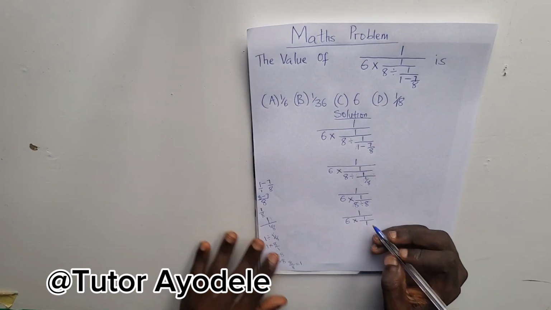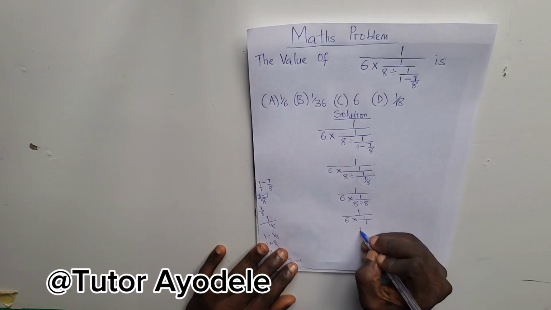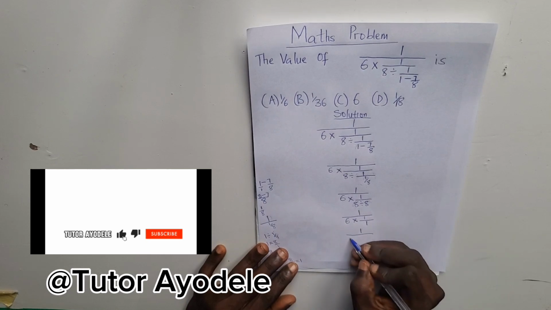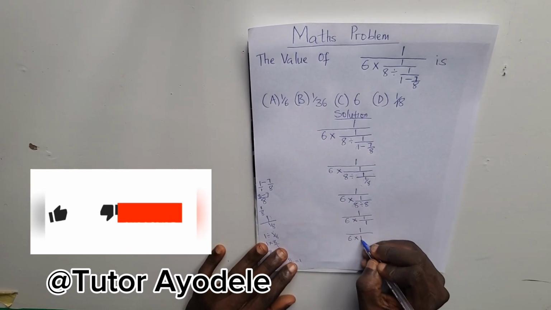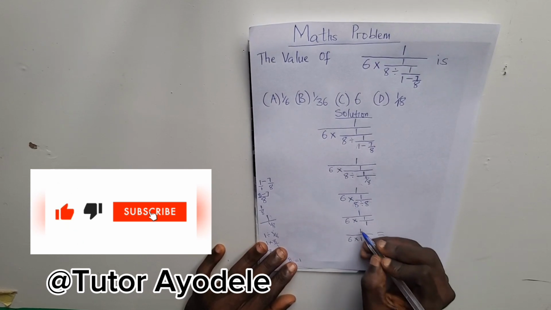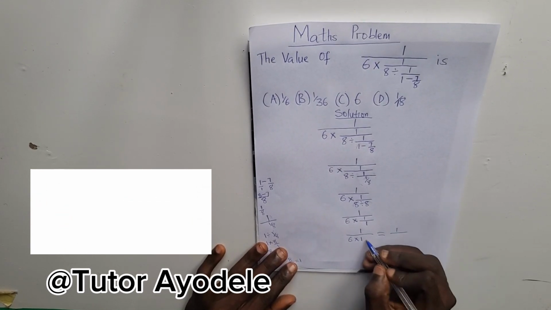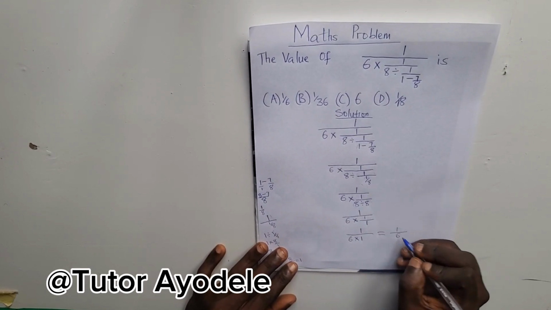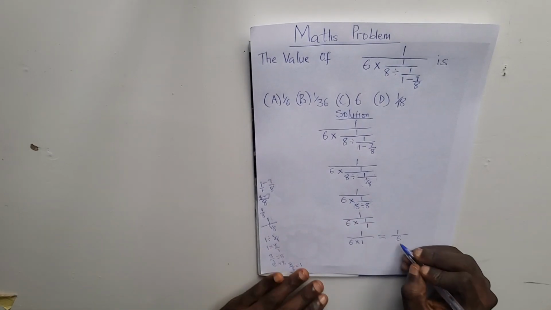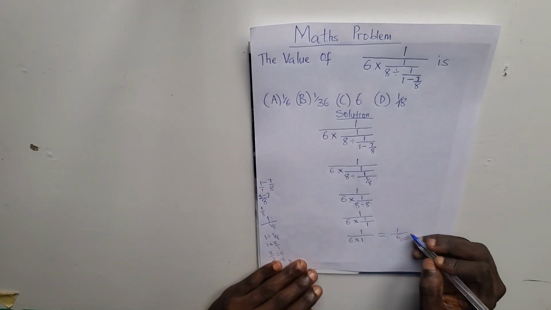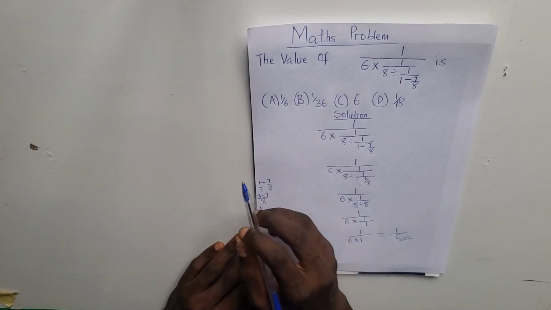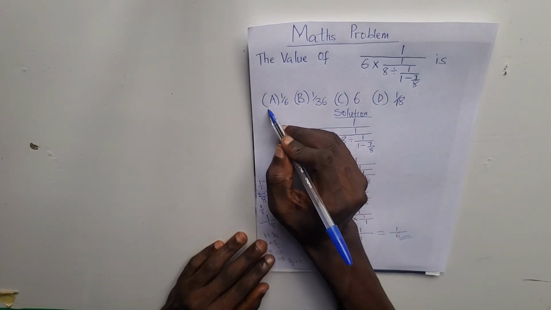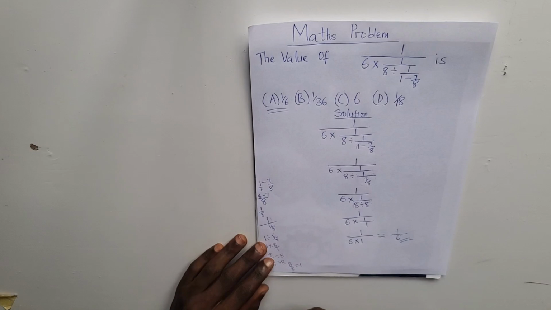1. Then here I have 1 over this one. 6 times 1 divided by 1 will give me 1. Okay. So this gives me 1 over 6 times 1, which will give me 6. Okay. So our final answer is equal to 1 over 6. And the correct option is Option A. Option A, that is the correct option.